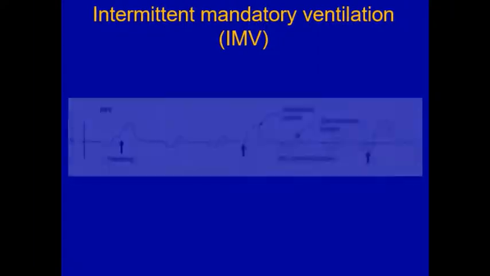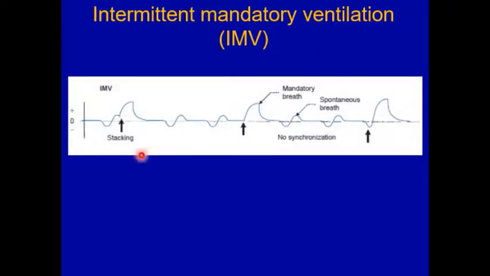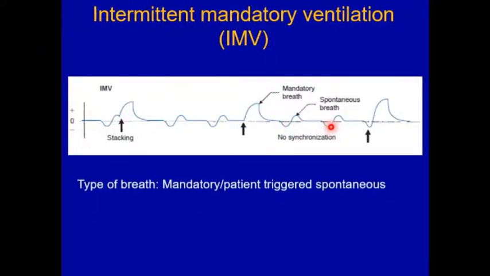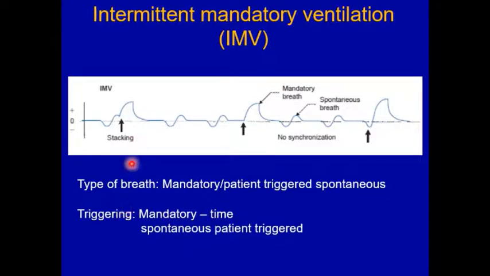Now coming to intermittent mandatory ventilation. Here, mandatory breaths are there and in between the patient is allowed to breathe. So this is intermittent mandatory ventilation. What is the type of breath? It is a mandatory breath or a patient triggered spontaneous breath. Triggering in case of a mandatory breath will be a time triggered breath. In case of spontaneous, it is patient triggered. Patient triggered can be either pressure triggering or flow triggering.